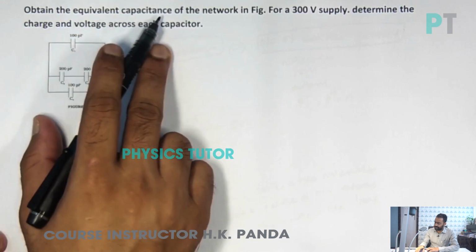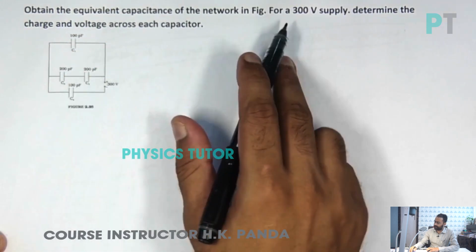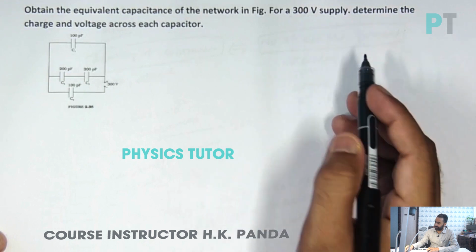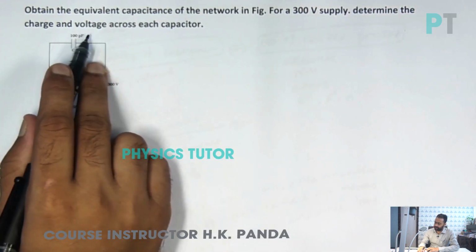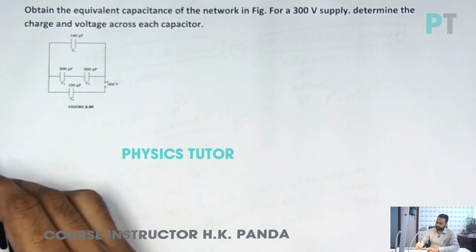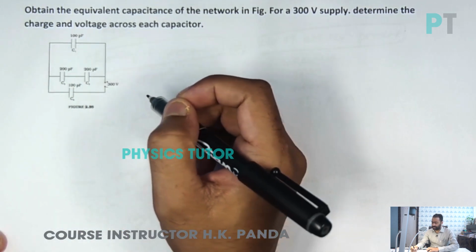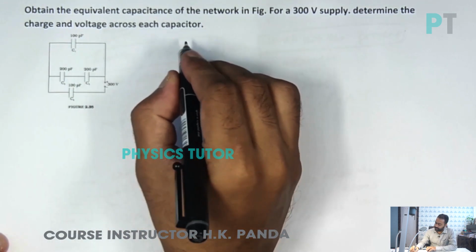Obtain the equivalent capacitance of the network in this figure for a 300 volt supply. Determine the charge and voltage across each of the capacitors. So let us draw this circuit for better clarity.